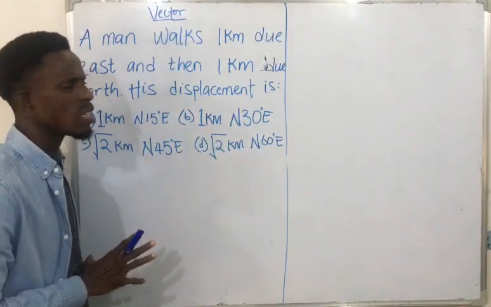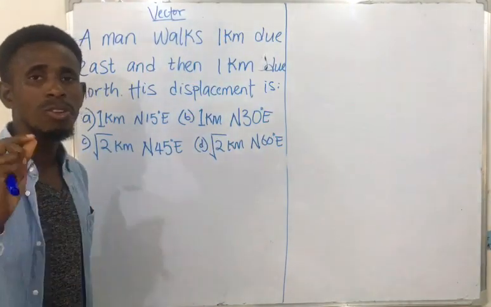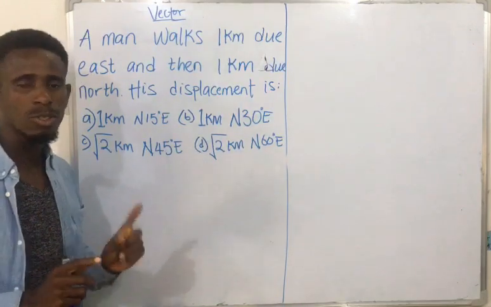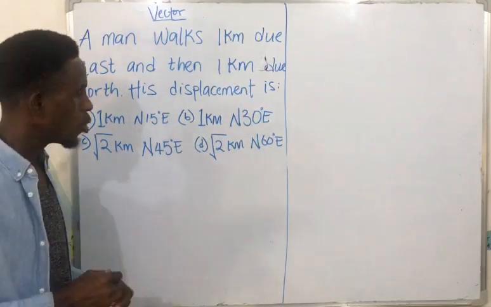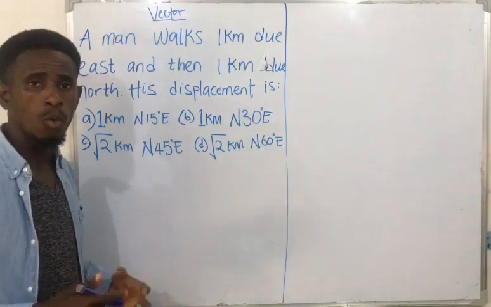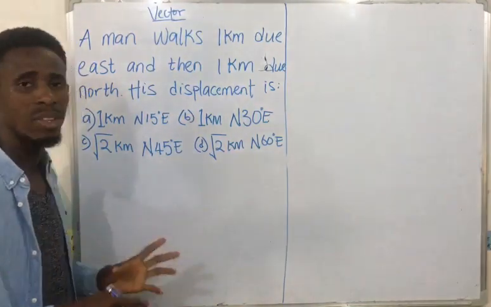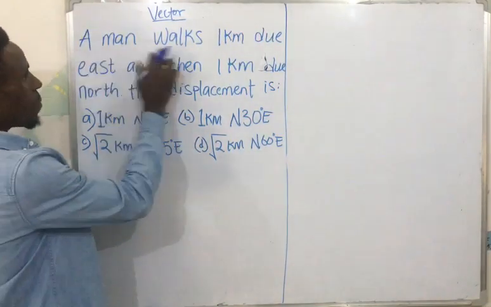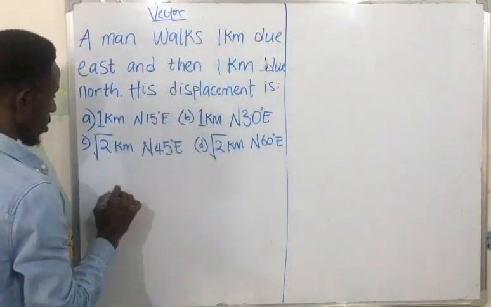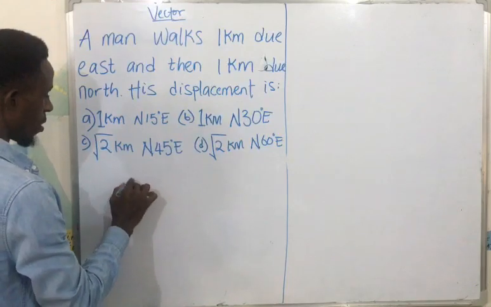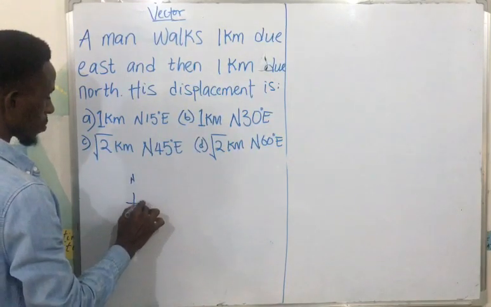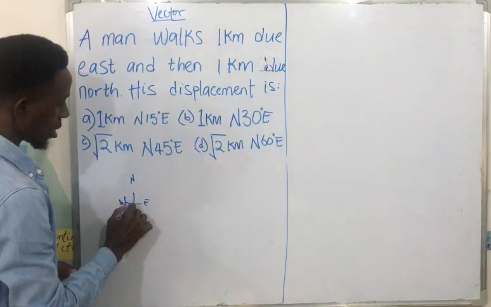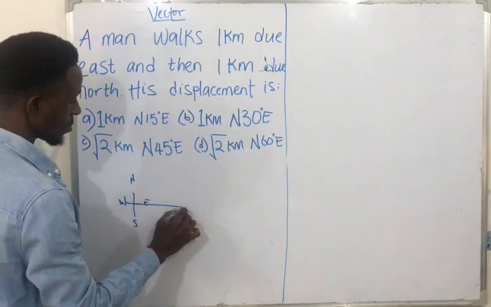So this is a very simple question, but you need to know that since we're talking about vectors, we need magnitude and direction. So by drawing out the diagram, we'll be able to understand what this whole thing is talking about. Now look at the diagram I'm going to give. A man walks 1 kilometer due east. So from this point we have north here, south, east, and west. So 1 kilometer due east means he goes like this.